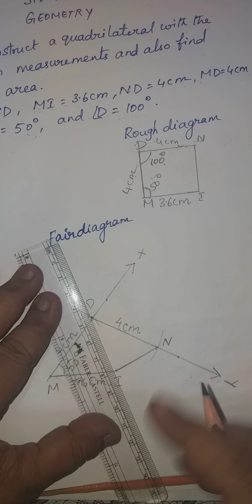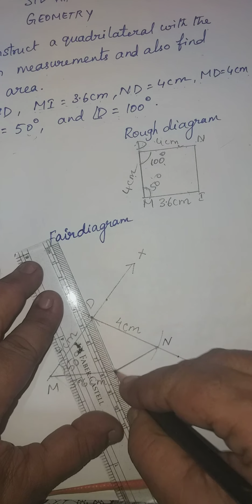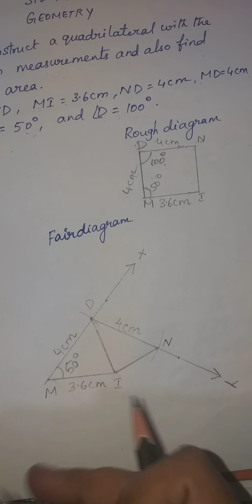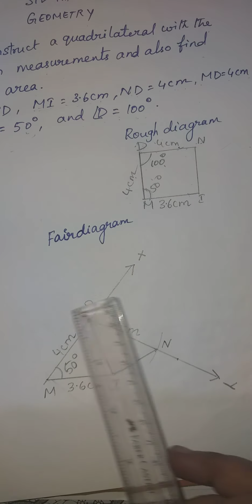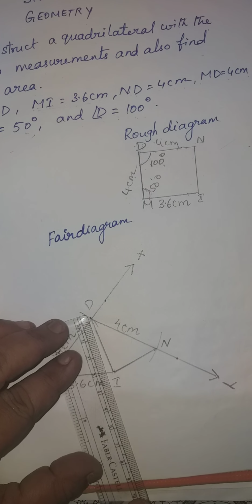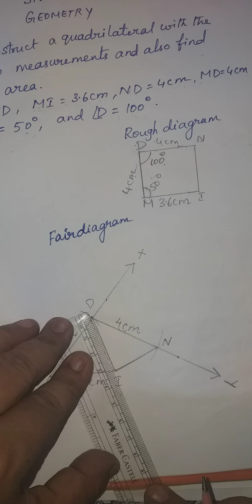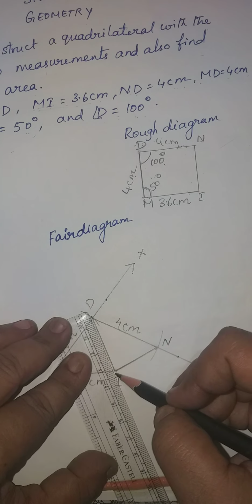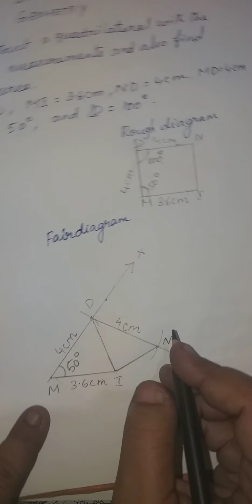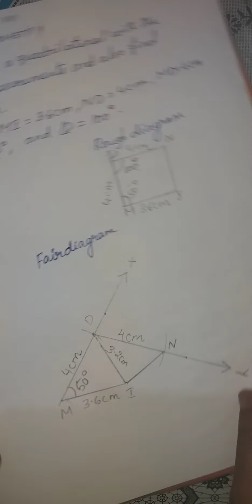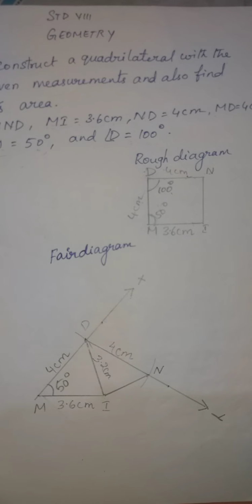Now let us join DI. This is the diagonal. Now let's measure the diagonal. Here diagonal measurement is not given. We have drawn the diagonal. Now let us measure the diagonal. It is 3.2 centimeter. So let me write here 3.2 centimeter.